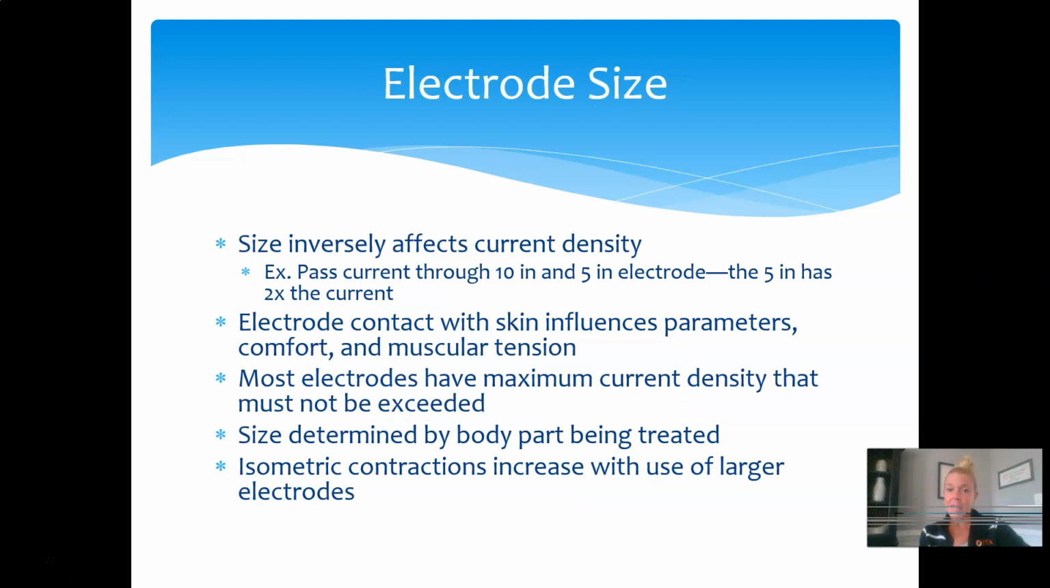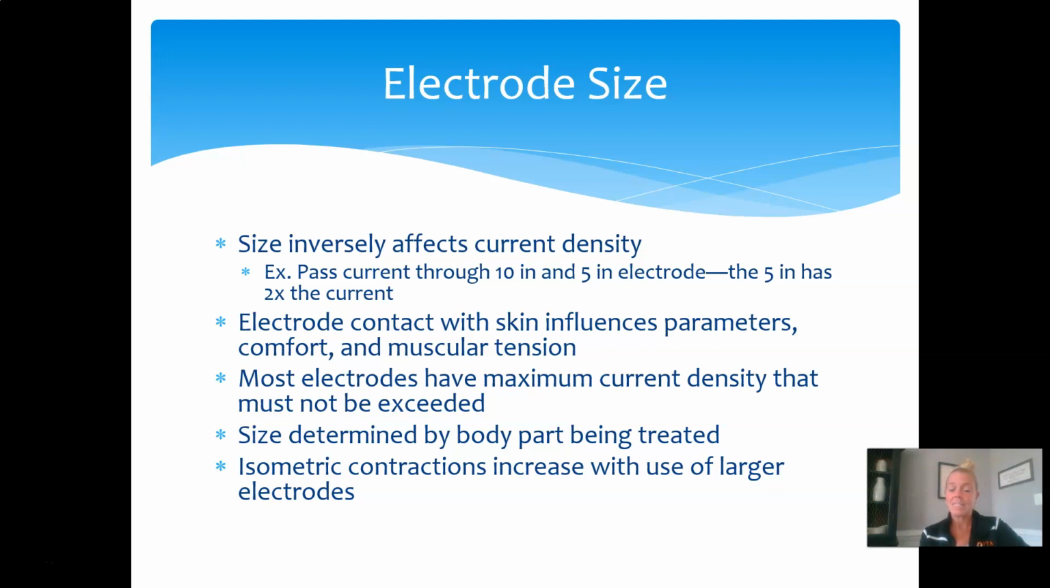As I mentioned in the last lecture, the electrode size is going to inversely affect current density. So the smaller the electrode, the more dense the current is going to be, the greater the perception for the patient. So again, example, pass the same current through a 10-inch and a 5-inch electrode. The 5-inch electrode is going to have 2 times the current. The patient's going to feel more electricity in the smaller electrode.